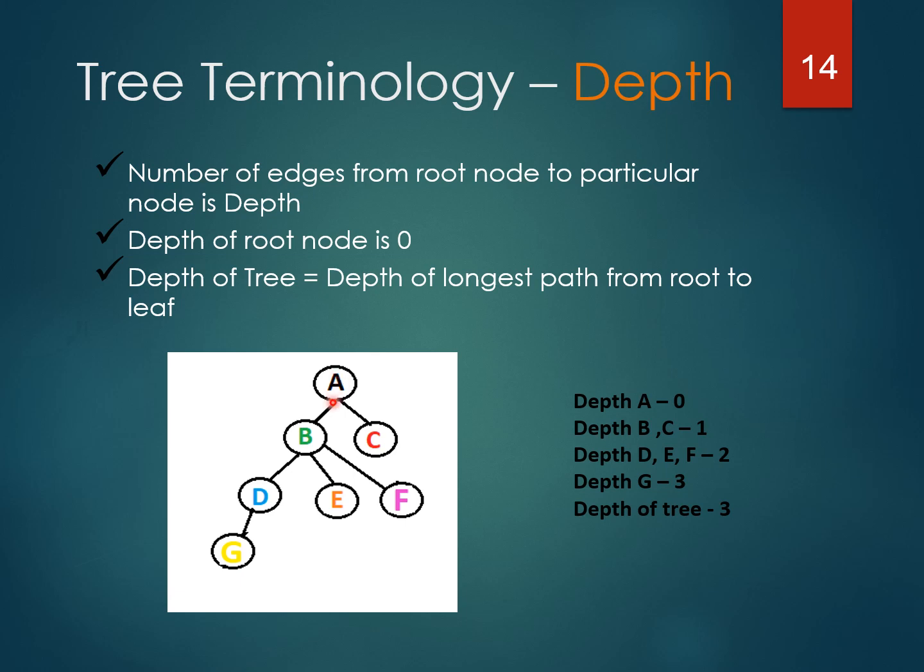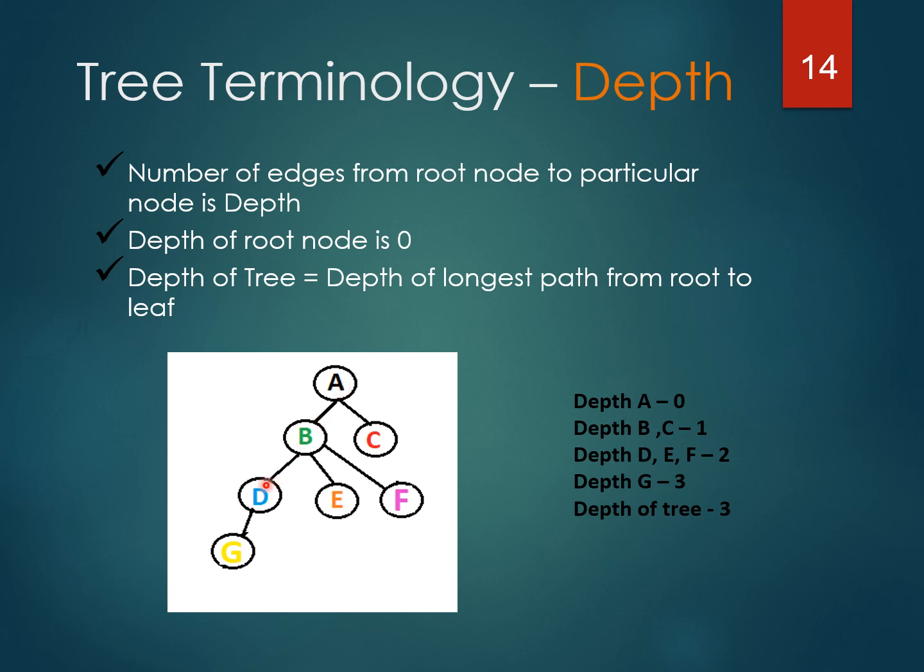Here in this case, the depth of B is 1 because from the root node we traverse to B, and the edge count is 1. The depth of C is also 1 because we have one edge connecting the root node to this node. Now the depth of D: from the root node we have two edges, 1, 2.